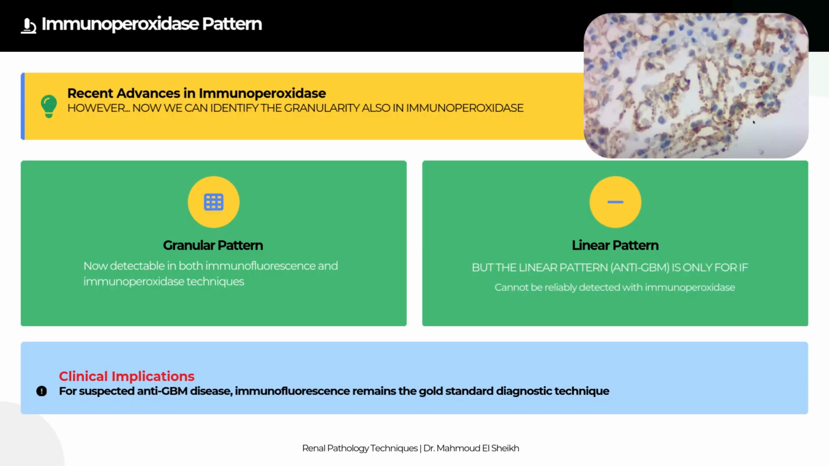This is a picture of immunohistochemistry revealing the granular pattern, so we can use immunohistochemistry and immunofluorescence for this pattern. But again, we cannot use immunohistochemistry for the linear pattern. It is immunofluorescence-based morphology. So for suspected anti-GBM disease, immunofluorescence remains the gold standard diagnostic technique.